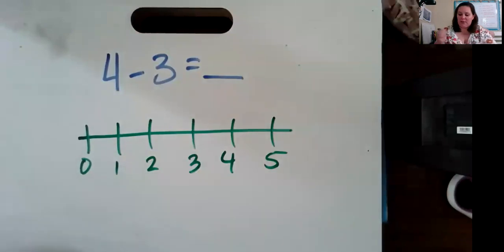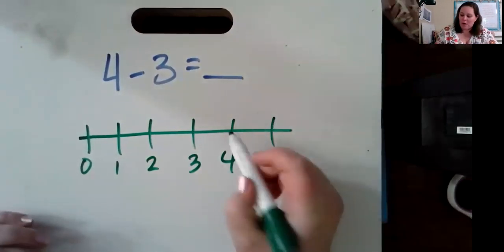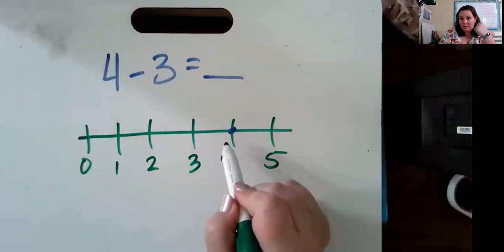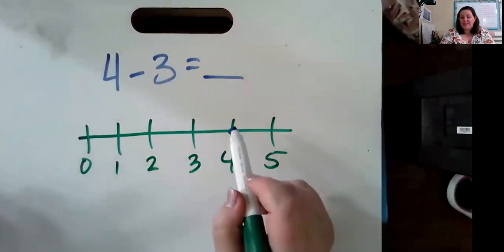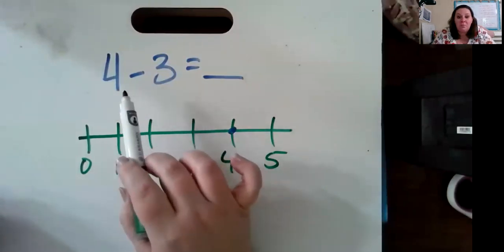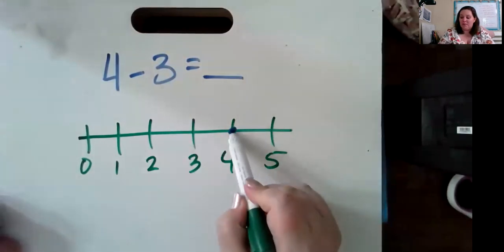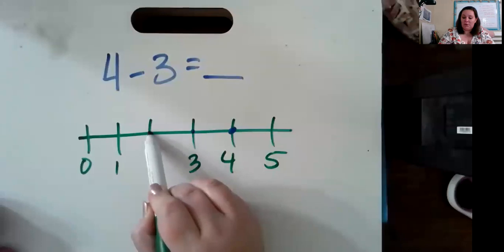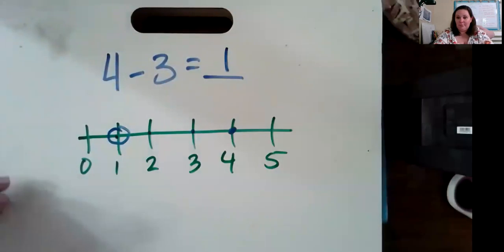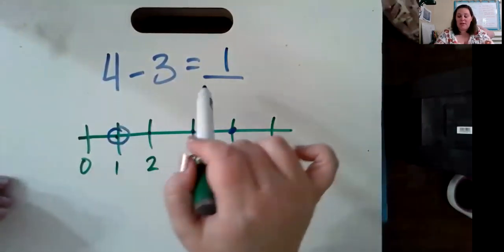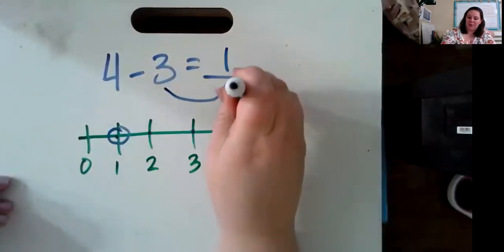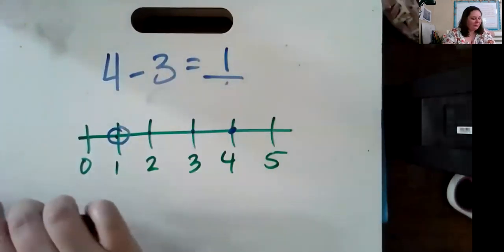So how this would work is you're going to find the 4, and you're going to count backwards 3. When we use number lines in addition, we counted forwards, but this time with subtraction, our number is getting smaller, so we're going to count backwards. So we're going to hop 1, 2, 3. That's where we landed. What number is it? 1. So is that true? 4 minus 3 equals 1. Is 3 plus 1 4? Yes, it's true.